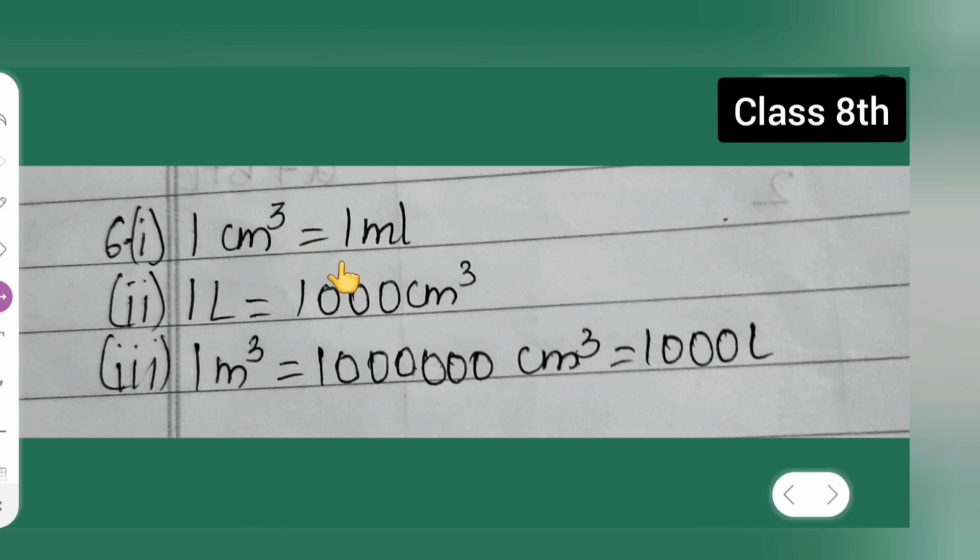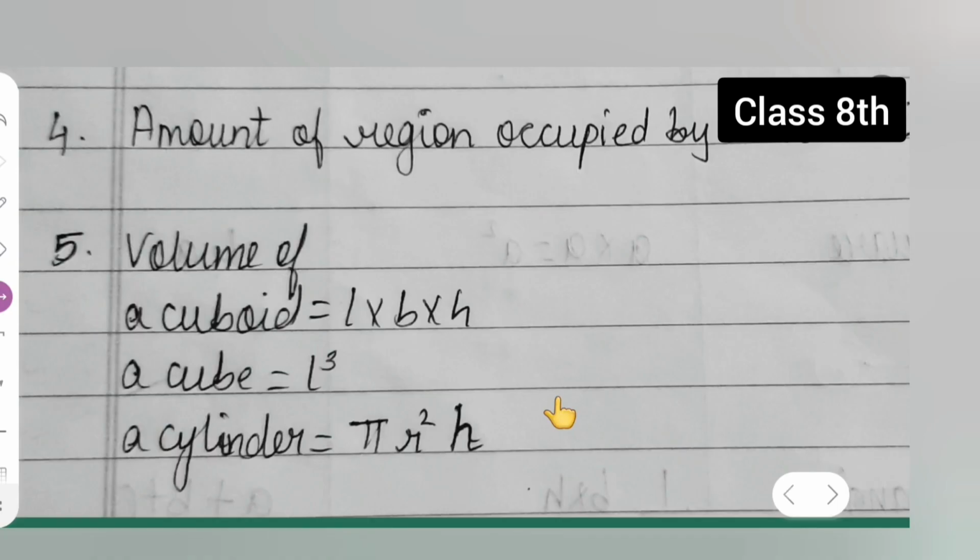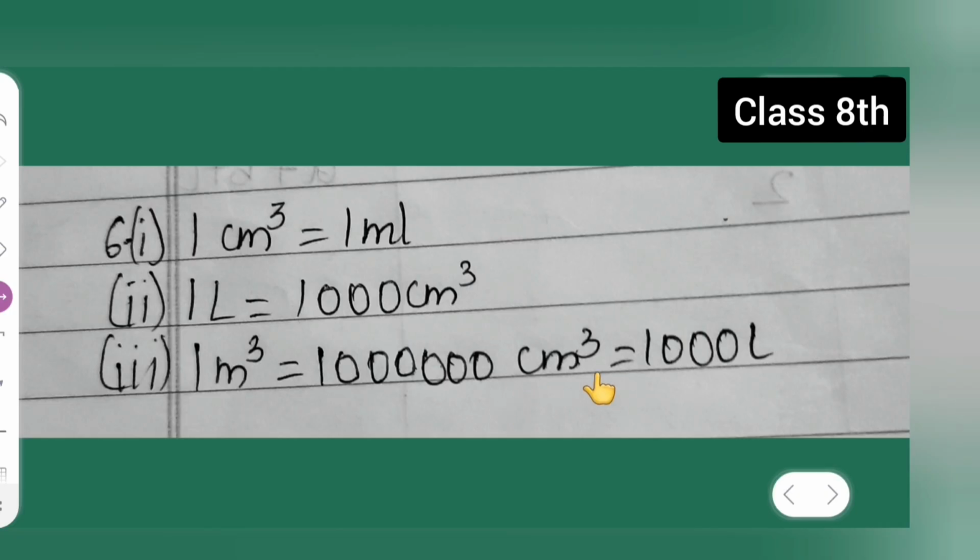1 centimeter cube is equal to 1 ml, and 1 liter is equal to 1000 centimeter cube. 1 meter cube is equal to what? So 1 meter cube is equal to 1000 liter. Okay, so you'll have to remember this.